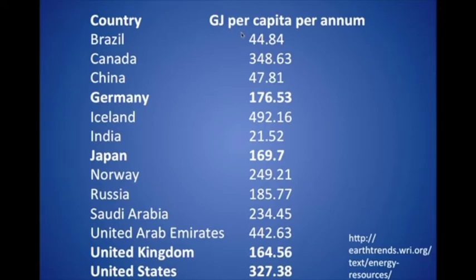Comparing different countries, if we look at how many gigajoules per person per year, that's what these numbers are. Look at places like Germany and Japan, which are modern industrial countries. So they're at 176, 169. United Kingdom, 164. And then the United States is basically double that, 327. So it would appear we have a lot of room for improvement in our energy efficiency.